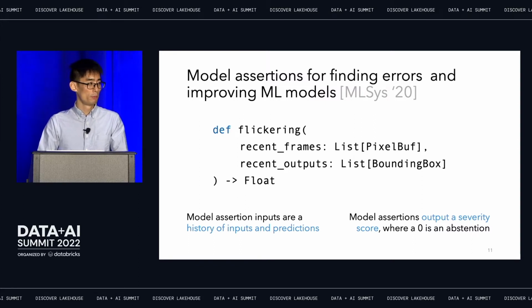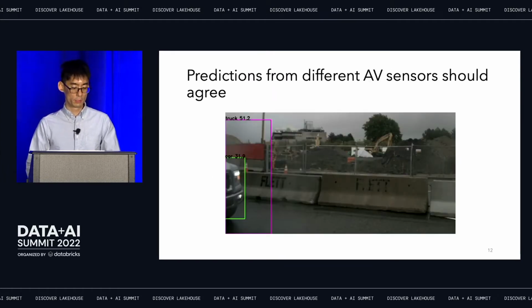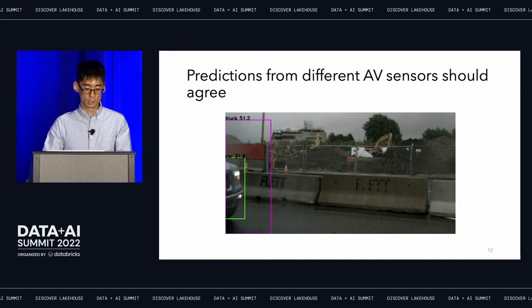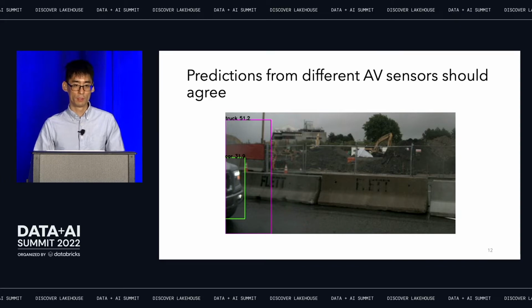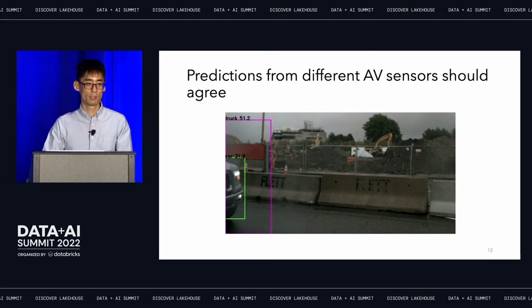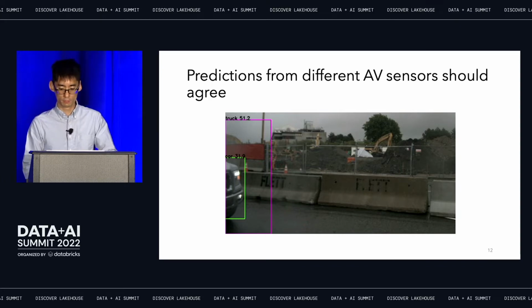These model assertions can often be specified fairly easily. As a concrete example, we can specify that predictions from different autonomous vehicle sensors should agree. What I'm showing here are two predictions from different sensors, a LiDAR sensor and the camera. As we can see, the LiDAR predicts a truck and the camera predicts a car. And so we can specify that necessarily one of these predictions is incorrect.